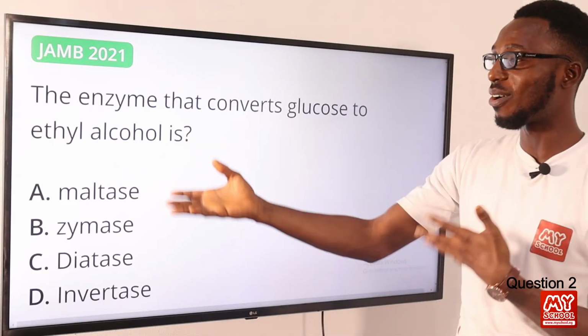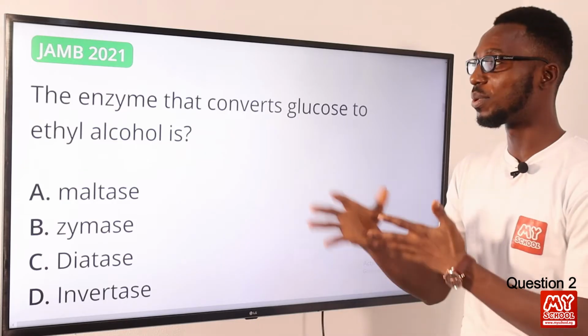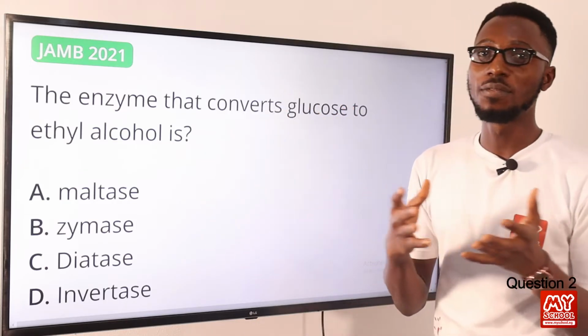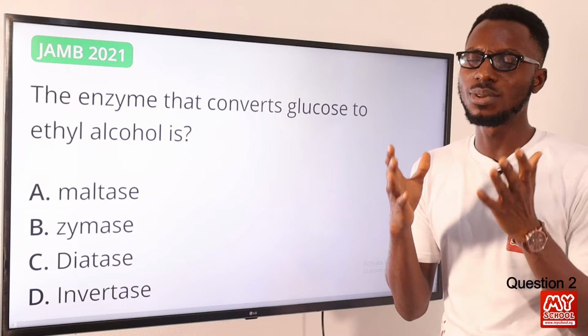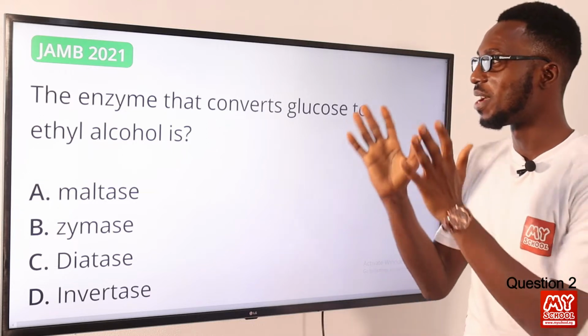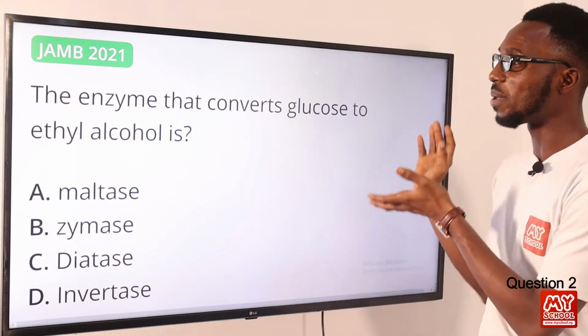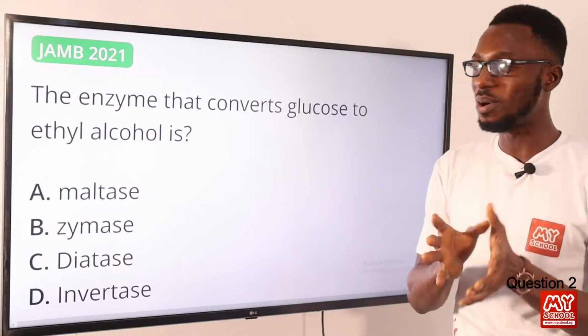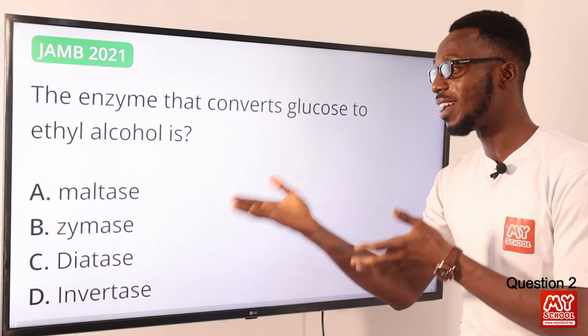So either you are seeing ethyl alcohol or ethanol. All right, to produce ethanol and carbon IV oxide. This is of course an exothermic reaction. Okay, so the enzyme that converts glucose to ethyl alcohol or ethanol is zymase, option B. So option B is the valid answer.